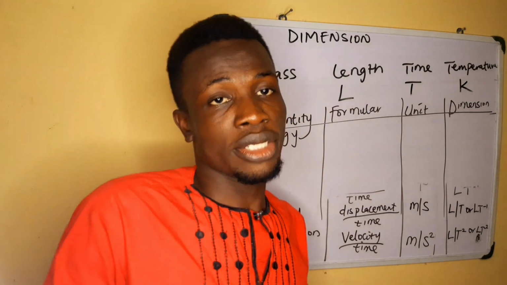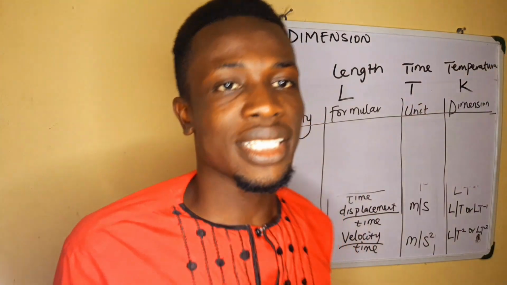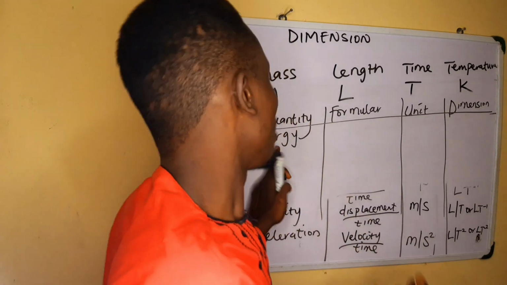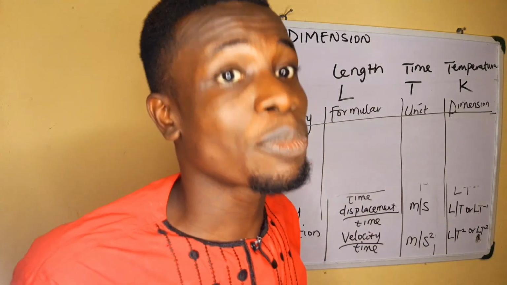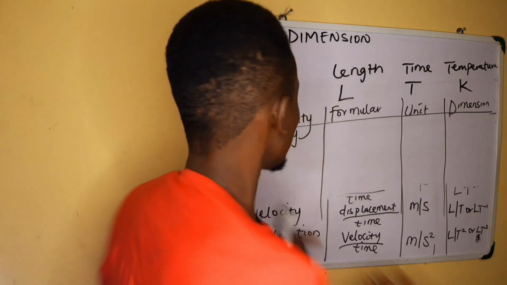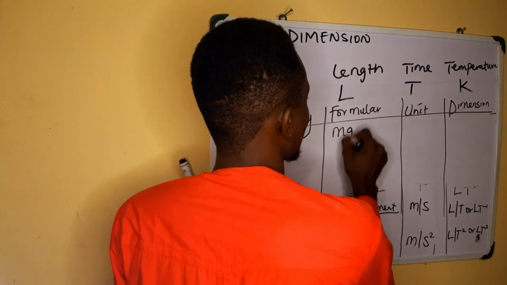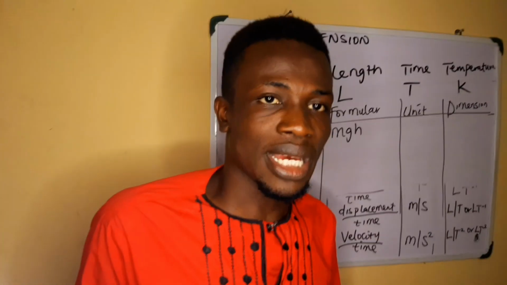Energy is the ability or capacity to do work. In this case, I'm just going to use the basic formula of potential energy because it's still the same. Both of them have the same unit. So the formula is going to be mgh, so mass times gravity times height.